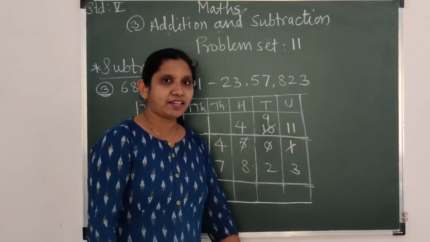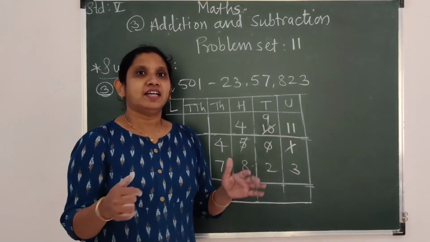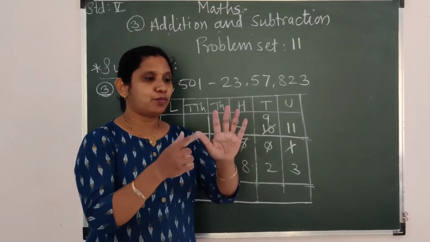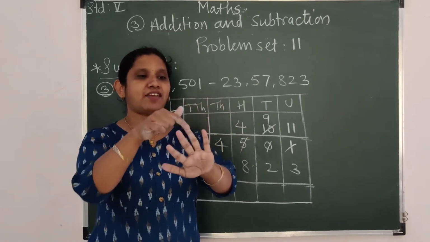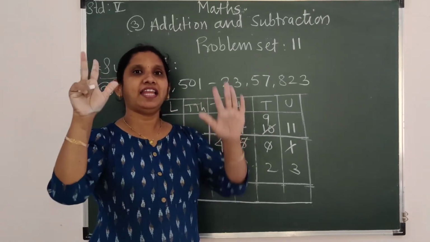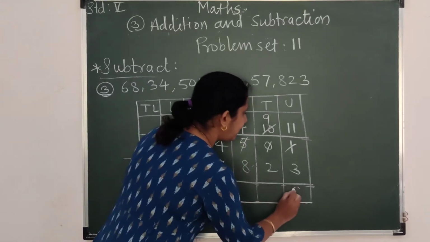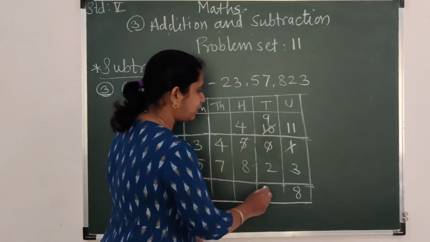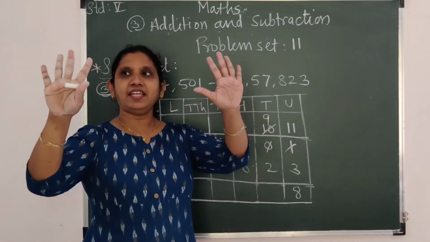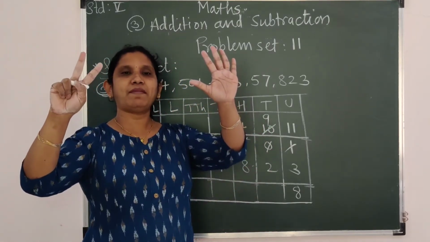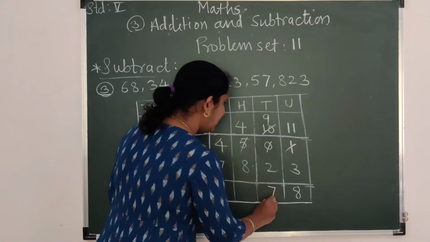Now 11 minus 3, do not worry. Start counting the fingers. 4, 5, 6, 7, 8, 9, 10, 11. How many fingers are these? 8 fingers. So write here 8. 9 minus 2, how many remain? 7. So write here 7.